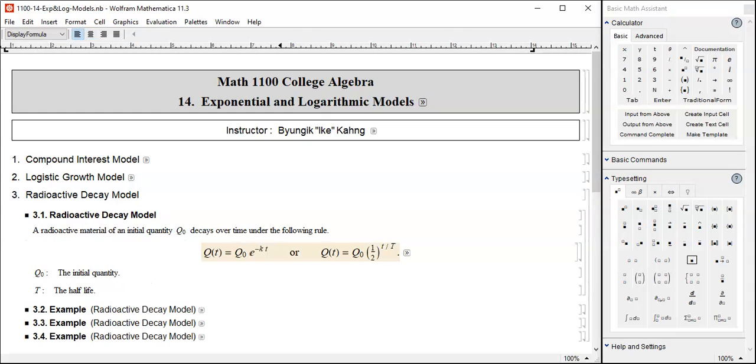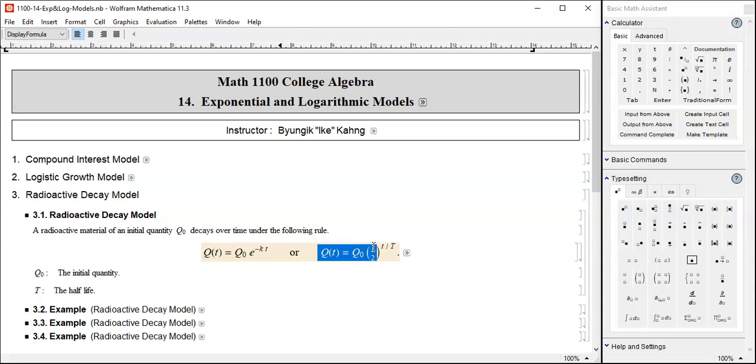Now let's go to section 3, radioactive decay model. It looks like this. You can write it as a natural exponential function with a certain coefficient k, which should be negative here, minus k, like this, so that we have indeed decay. Or instead of the natural exponent, we use 1/2 as the base, and then instead of some coefficient times t, we use t over a certain capital T.